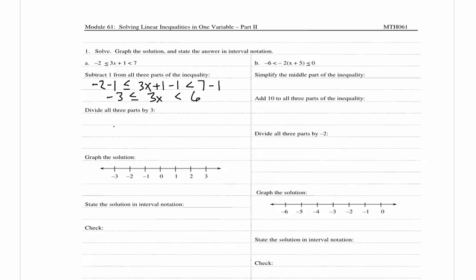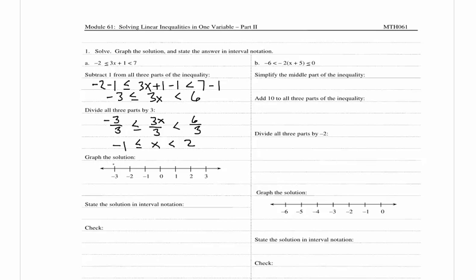So we have -3 divided by 3 is less than or equal to 3x divided by 3 is less than 6 divided by 3. -3 divided by 3 is -1, is less than or equal to 3x divided by 3, which is equal to x, and that's less than 6 divided by 3, which is equal to 2.